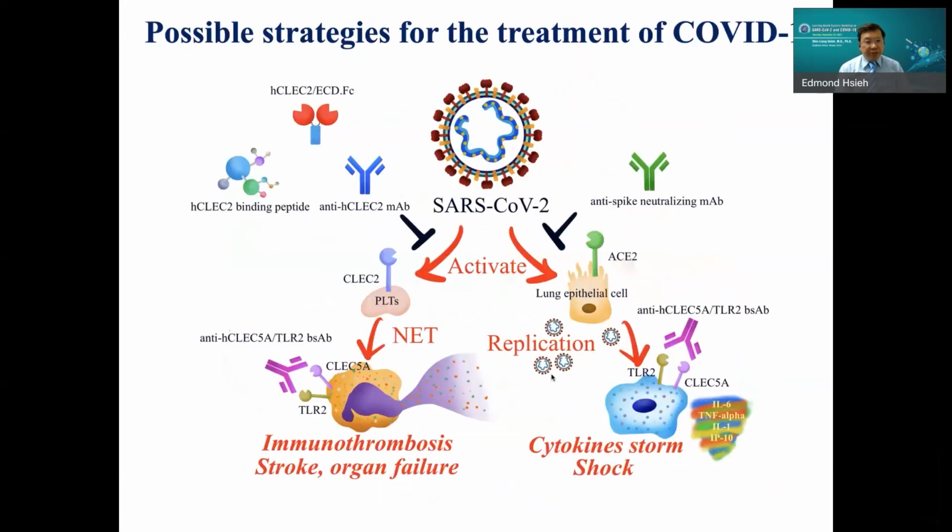And recently, we also tried to understand whether CLEC-2 is important in COVID-19 infection, because CLEC-2 is a receptor expressed on platelets. And we found that by using the CLEC-2 fusion protein and CLEC-2 antibody, we are able to inhibit COVID-19 induced platelet activation and to inhibit NET formation. We are also developing a human CLEC-2 binding peptide to try to inhibit COVID-19 induced NET formation, and hopefully we can apply this peptide and this protein for in vivo study in the near future.